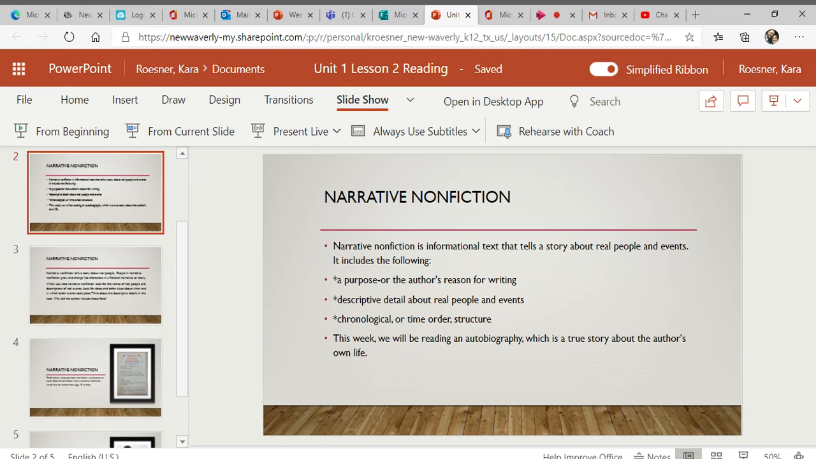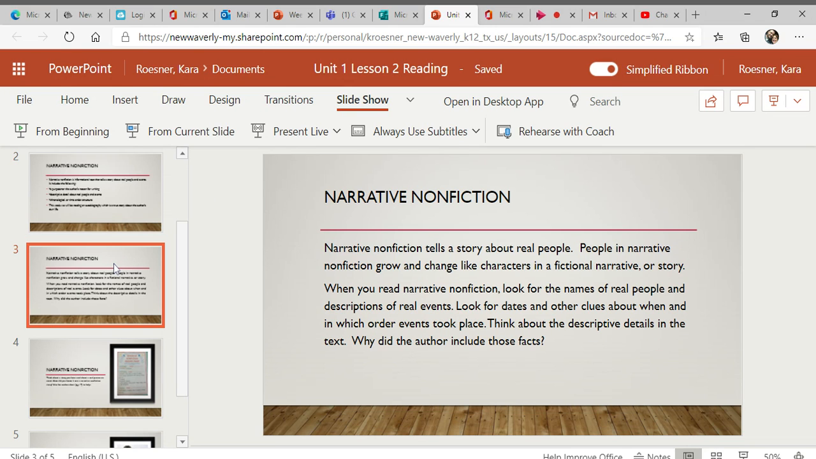This week we'll be reading an autobiography, which is a true story about the author's own life. We'll also be talking about narrative nonfiction. It tells a story about real people. People in narrative nonfiction grow and change, like characters in a fictional narrative or story. When you read narrative nonfiction, look for names of real people and descriptions of real events. Look for dates and other clues about when and in which order events took place. Think about the descriptive details in the text. Why did the author include those facts?